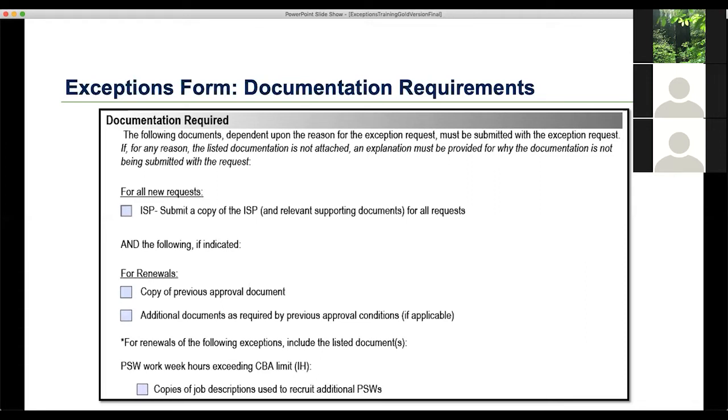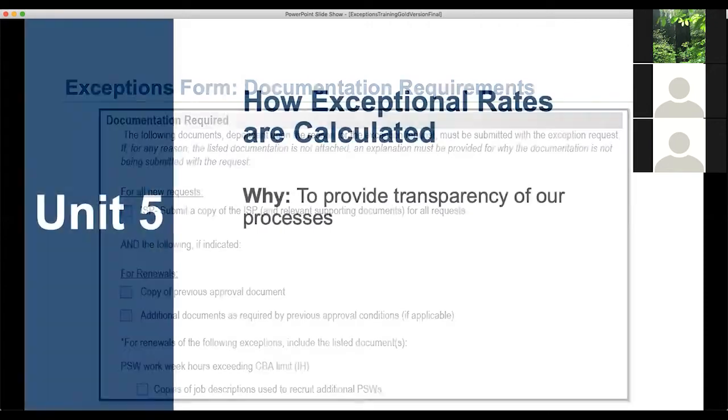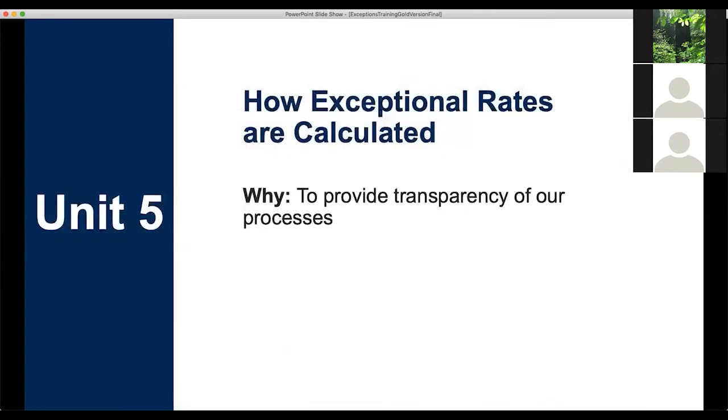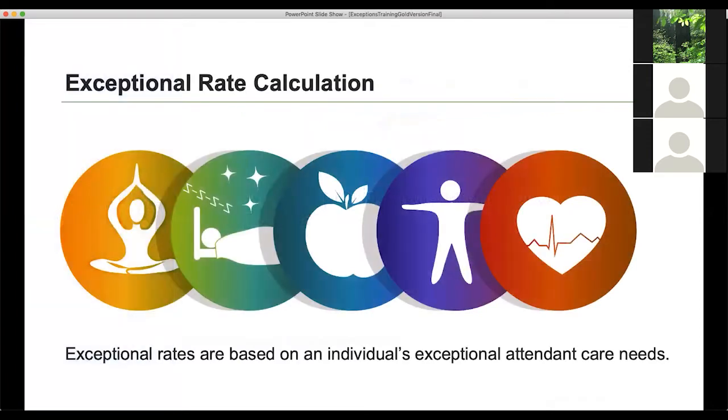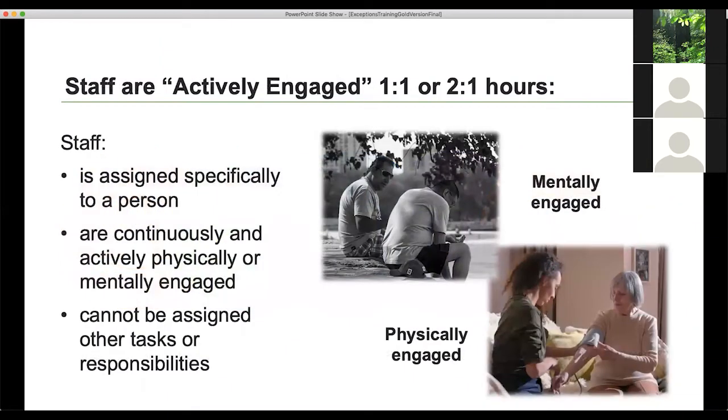So now that you've seen the form, we also want to help you understand how we're calculating those exception rates. This is trying to give you more transparency around how we get where we're at when we say, yes, you're approved, and here's what you get, or here's what's funded. When we look at the exceptional rate calculation, and again, this is very much focused on 24-hour, we're really looking at what we keep calling actively engaged 1-to-1 or 2-to-1 hours. These are those manpower hours where someone is on and available to help support somebody throughout their day-to-day activities and support needs. So this next slide is going to help explain what we mean by actively engaged.